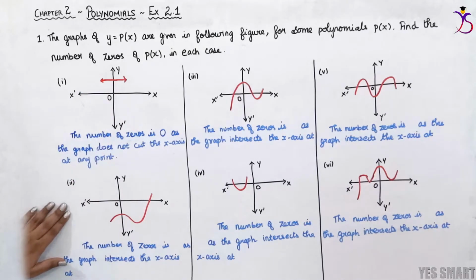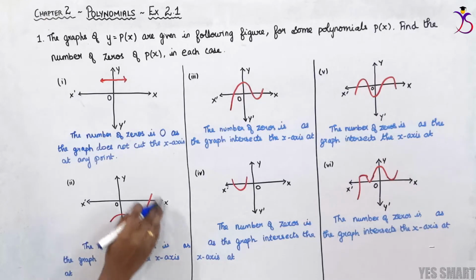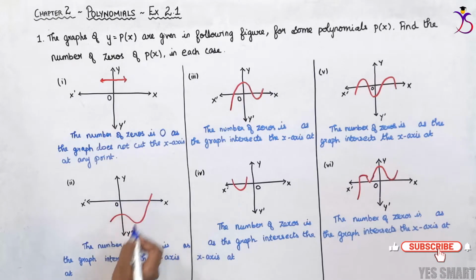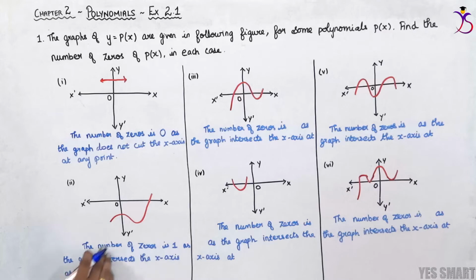Second subdivision, on observing, the given graph cuts or intersects the x-axis at one point. At one point, it touches the x-axis. Therefore, the number of zeros is 1 as the graph intersects the x-axis at only one point.